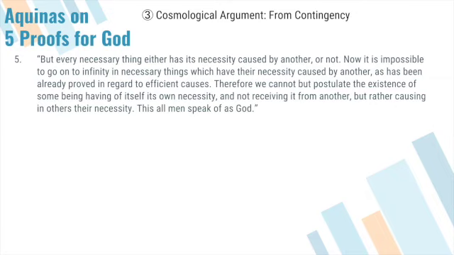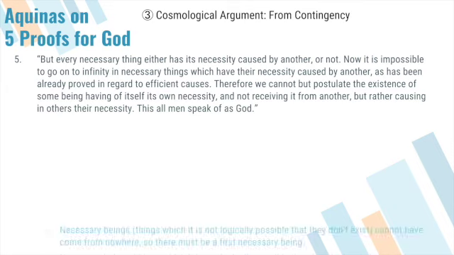Step 5. Aquinas says, but every necessary thing either has its necessity caused by another or not. Now it is impossible to go on to infinity in necessary things which have their necessity caused by another, as has been already proved in regard to efficient causes. Therefore we cannot but postulate the existence of some being having of itself its own necessity, and not receiving it from another, but rather causing in others their necessity. This all men speak of as God, right?